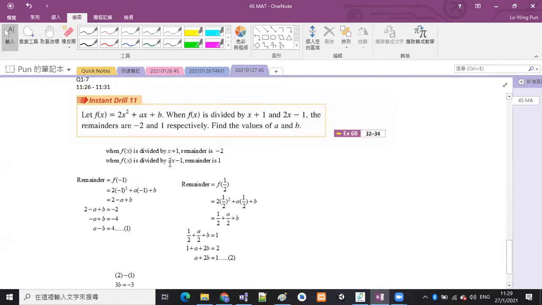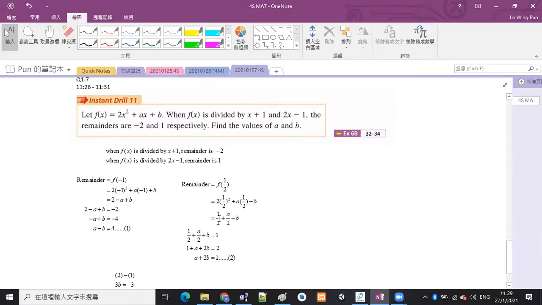When f(x) is divided by 2x minus 1, the remainder is 1. Again, we just use the remainder theorem. The remainder is equal to f of a number. Because the divisor is 2x minus 1, the number should be 1/2. So the remainder is f of 1/2, and it is calculated to be 1/2 plus a/2 plus b. And then set it equal to the given remainder, which is 1.